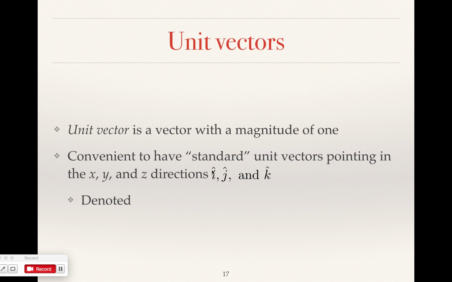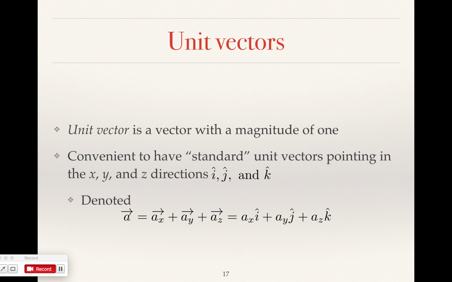First off, a unit vector is denoted with a little hat over it, this little caret. The unit vector pointing in the positive x direction is the i hat vector. The unit vector pointing in the positive y direction is the j hat vector. And the unit vector pointing in the positive z direction is the k hat vector.